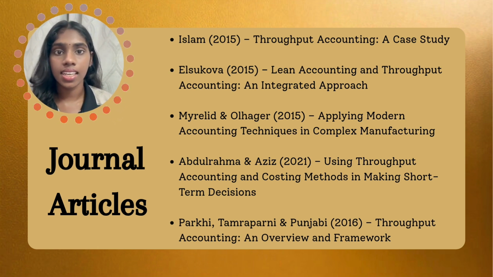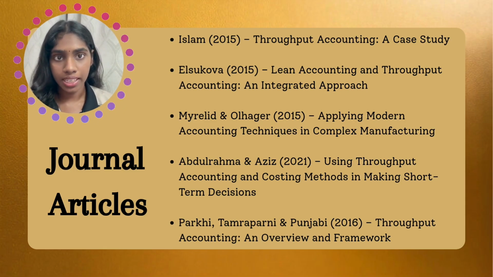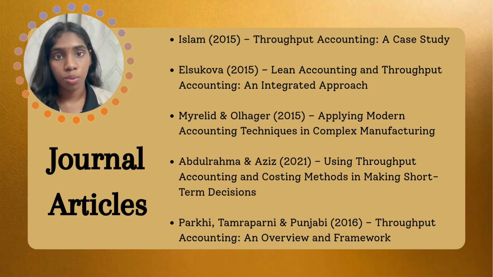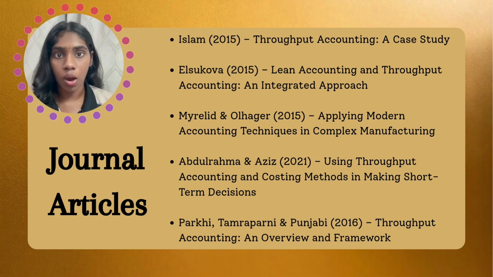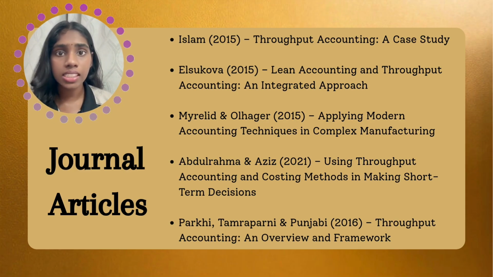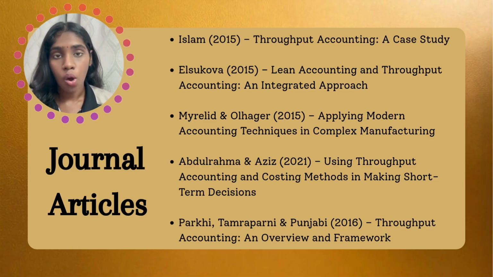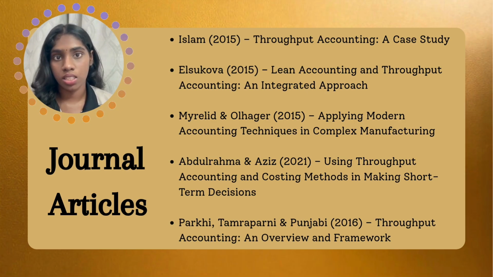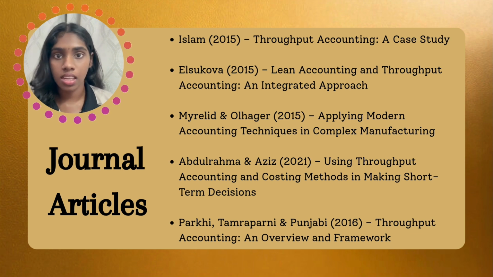The next article is Applying Modern Accounting Techniques in Complex Manufacturing by Mirelit and Olhager. It compares traditional costing, lean accounting, and throughput accounting within a manufacturing environment. The researchers found that throughput accounting provides better visibility of bottlenecks and operational constraints, allowing managers to make better production decisions. One advantage of this study is that it directly compares multiple accounting approaches. However, its findings are limited to a single case company.